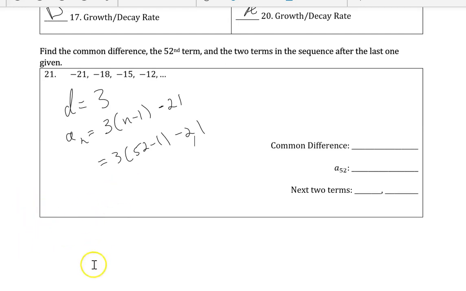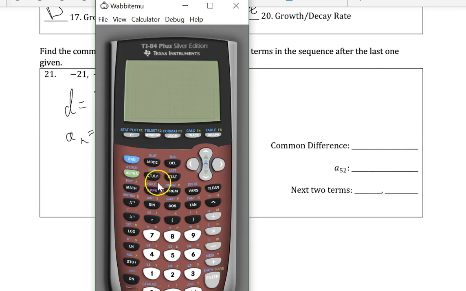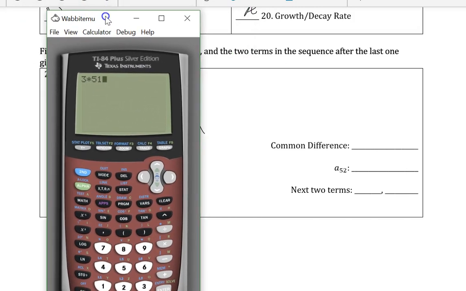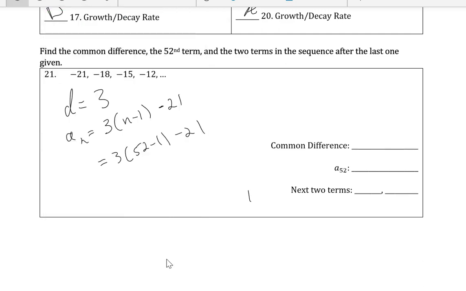So we got 3. And if I do 52 minus 1, that's just 51. So 3 times 51, and then it was minus 21. So we'd get 132. So our common difference was 3. This was 132.